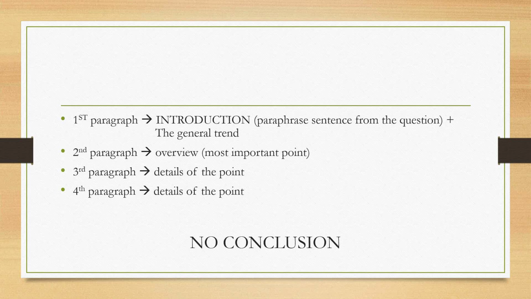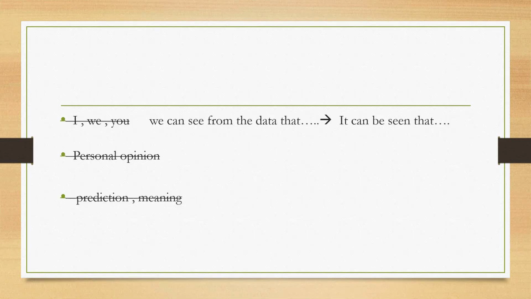And the most important thing is there's no conclusion. You just have to present the data. You don't need to conclude all the details, all the data. And next one, you cannot say I or we or you can see from the data that blah blah blah. Just use the passive voice for this one. It can be seen that blah blah blah.